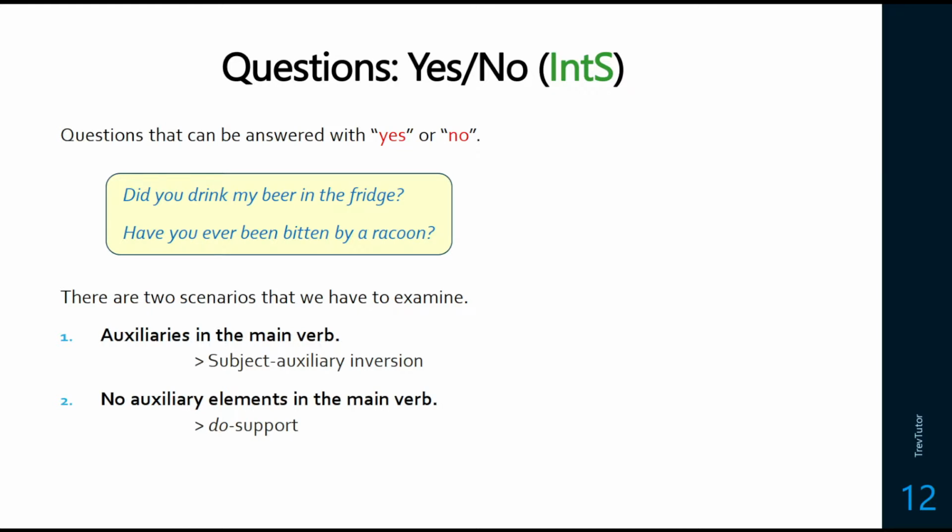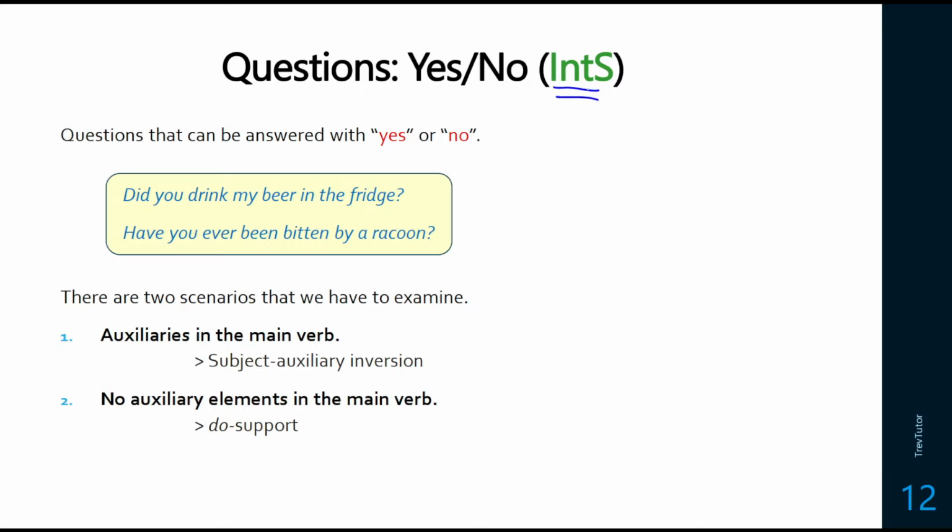All right, let's talk about questions. This is a super exciting part of grammar. I love questions. This is where movement starts to come in and you get to see how things transform. It's just amazing. So, yes, no questions, which we'll call a new sentence category, an interrogative sentence, or Int S. These are questions that can be answered with yes or no.